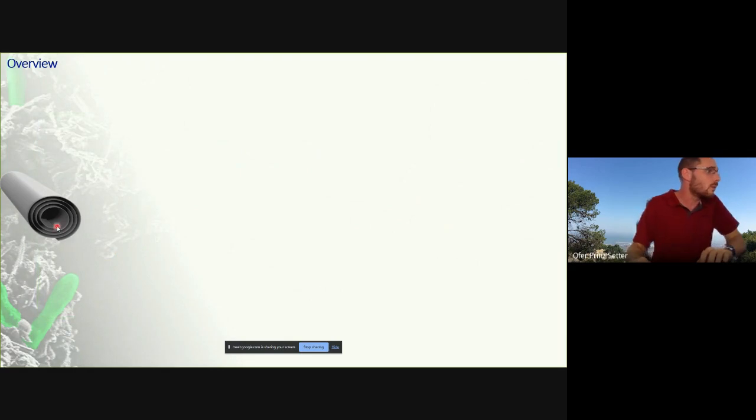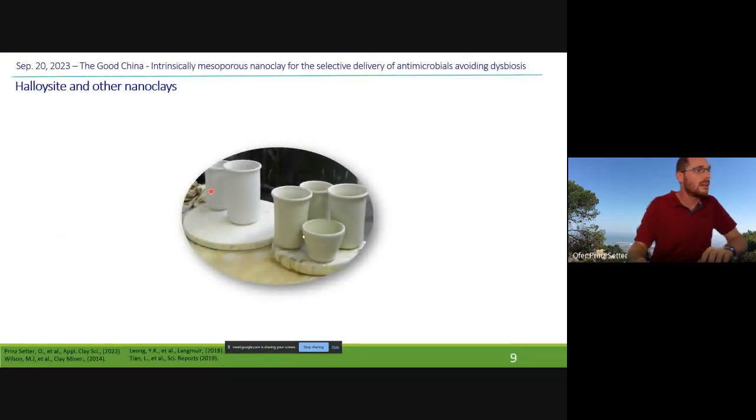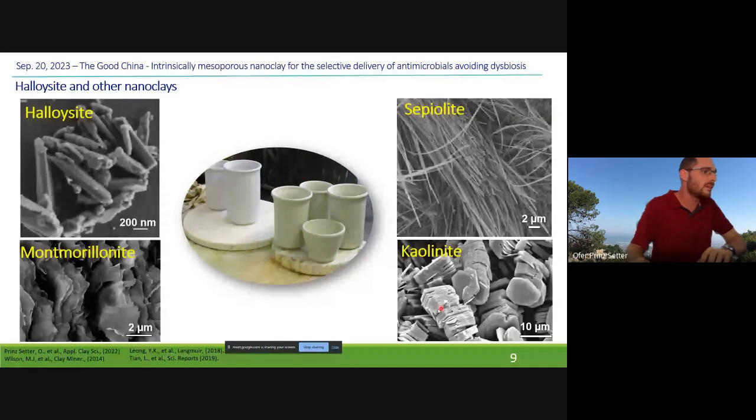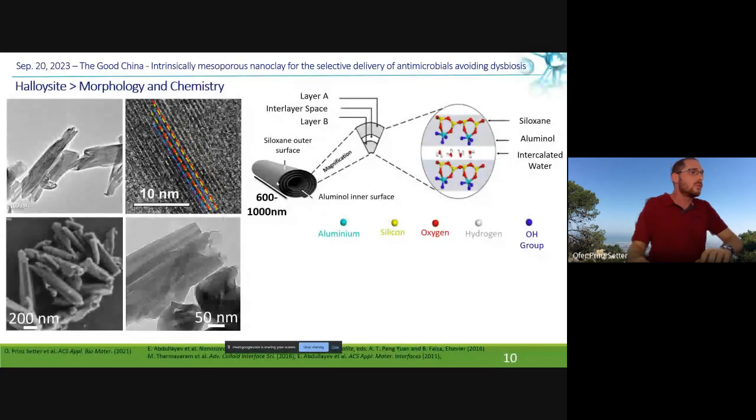So starting with our raw material, this is clay. Most of you know porcelain, but under very close observation, we could find very intriguing, completely natural nanomorphologies, from rods to tubes and flakes, which are ideal for loading. Some of them are even approved for topical formulations. And our material, halloysite nanotubes, is the tubular nanoclay.